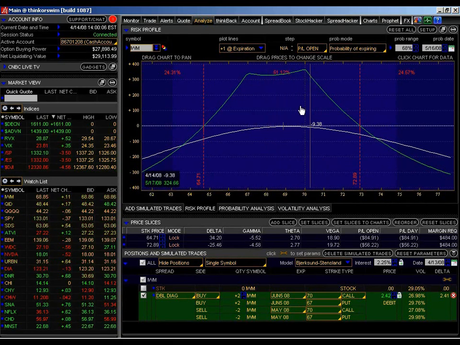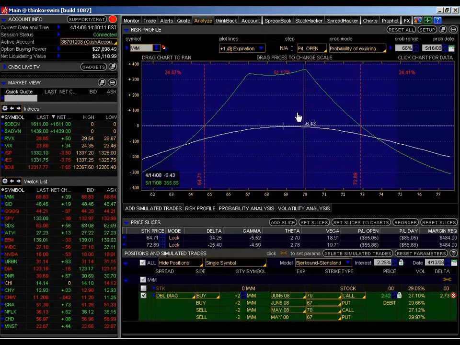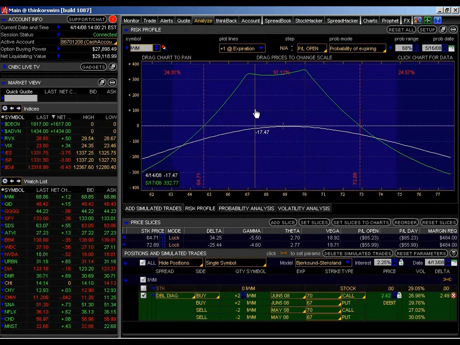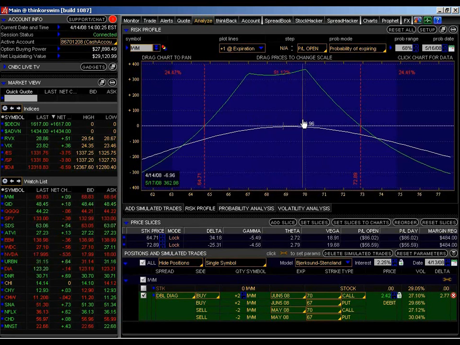We don't want it sagging all the way down here because it doesn't give us a nice profit area. And I like to see this middle section nice and wide and nice and tall for a double calendar. So that's not too bad. On 2 contracts, we've got a potential $340, $50, $60 in profit.